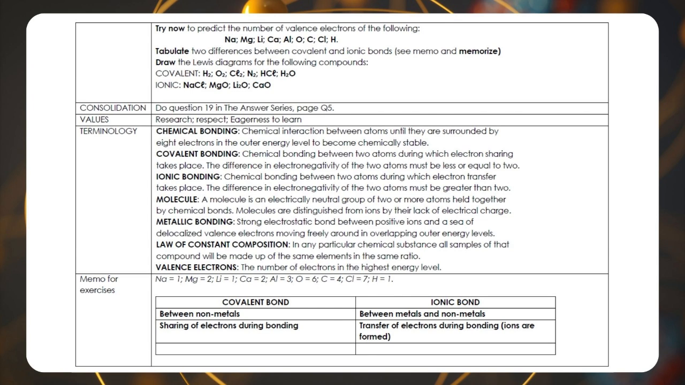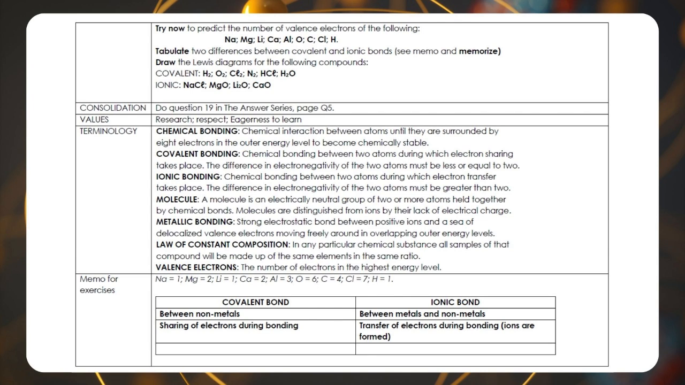Draw the Lewis diagrams for the following compounds. Covalent: H2, O2, C2, N2, HCl, H2O. Ionic: NaCl, MgO, Li2O, CaCl2. Consolidation: do question 19 in the answer series, page Q5. Values: research, respect, eagerness to learn.